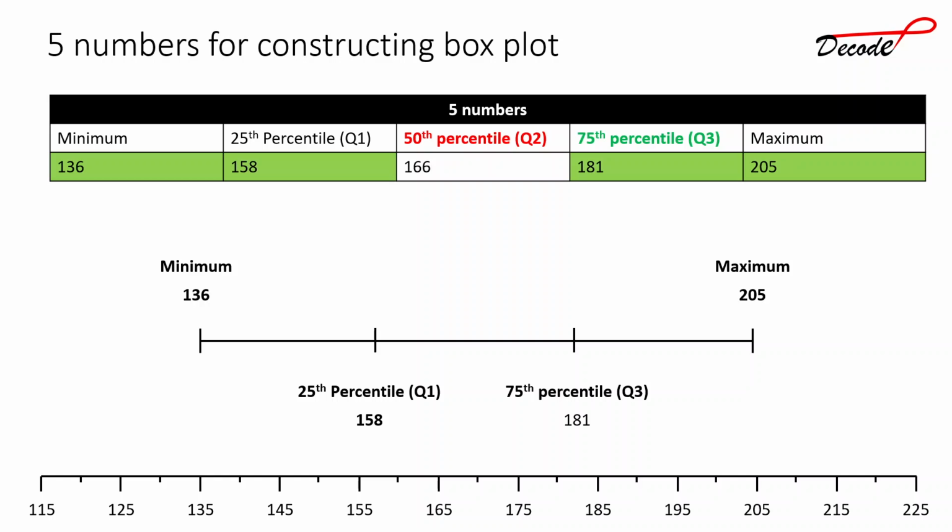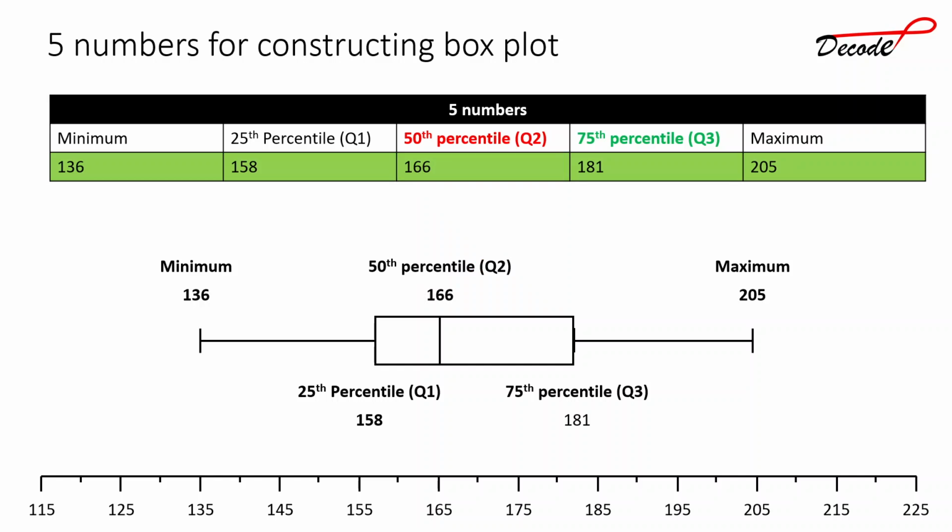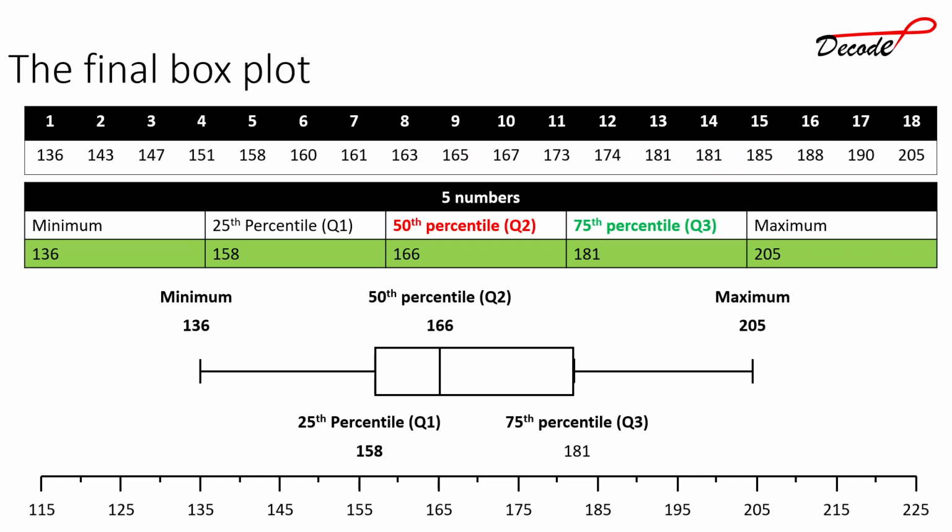With the help of this Q1 and Q3, we can plot a box, and we will have to write the 50th percentile at 166. Depending on our previous calculation, we have obtained 166 as the 50th percentile, or it can be called a median. So this is the final box plot. We have the data in the upper table. We have obtained the 5 number summary. Then we have plotted the box plot.